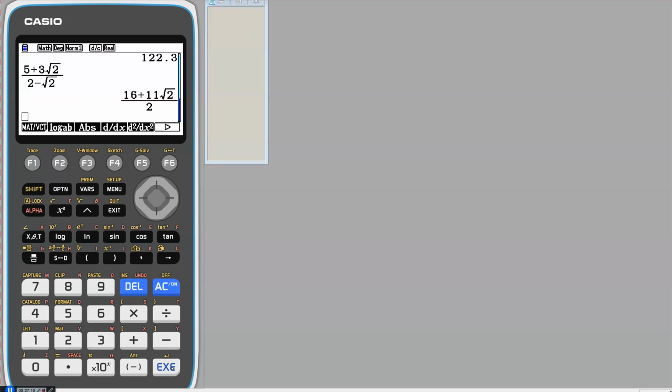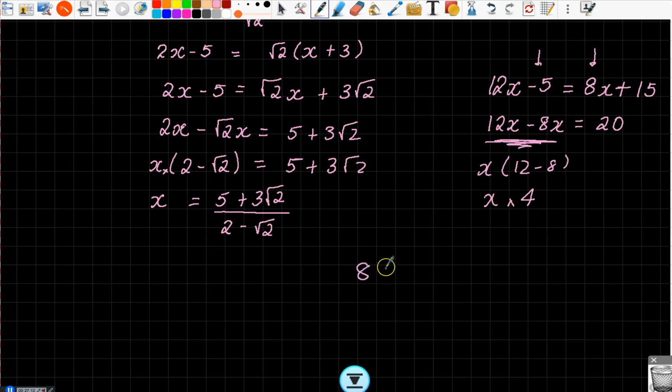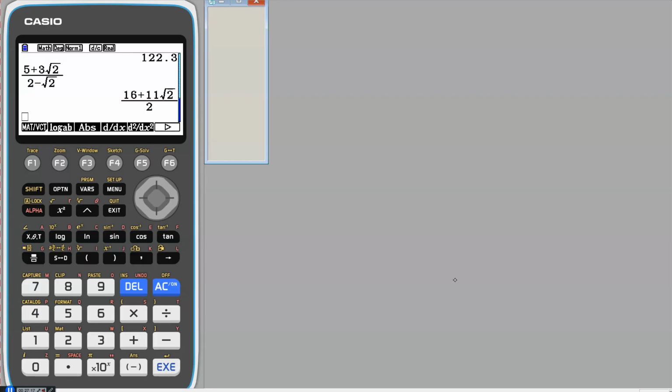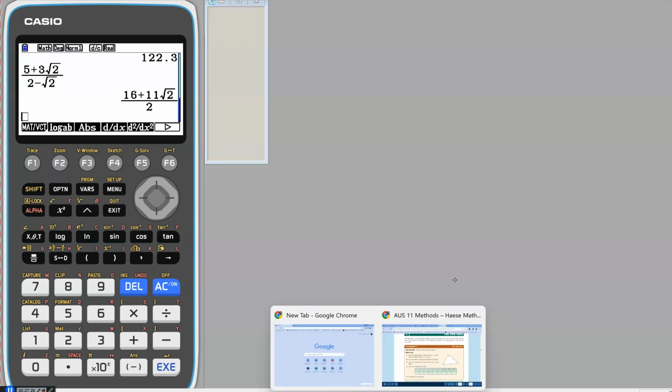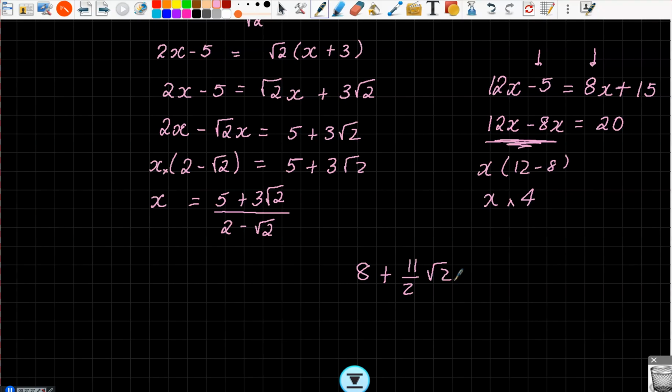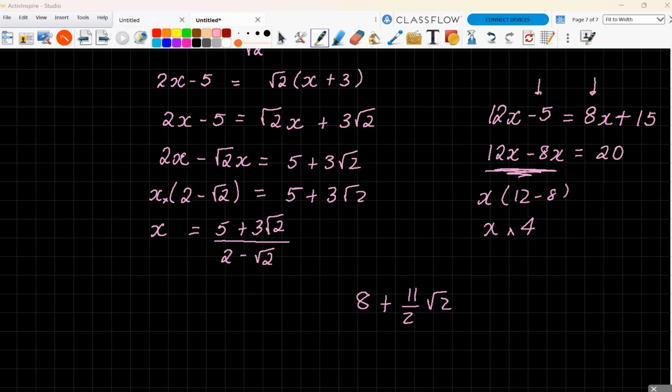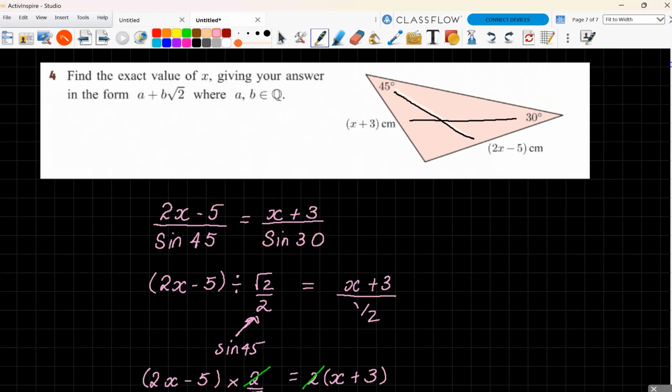If you look in your answers, they will say 8 plus 11 over 2 root 2. Can you see how they got that? 16 divided by 2 is the 8, and 11 over 2 is the other part. And that is what we mean by put it in that form. Anyway, this A and B, basically put it as this Q, right? Put it as an integer or a fraction. No decimals. B could not be a square root. That's all that Q is saying.